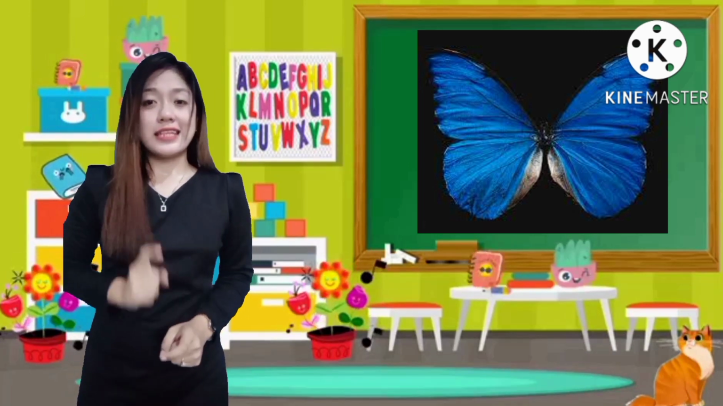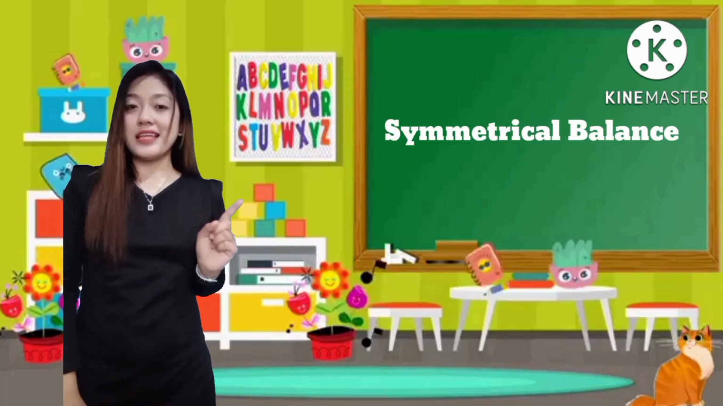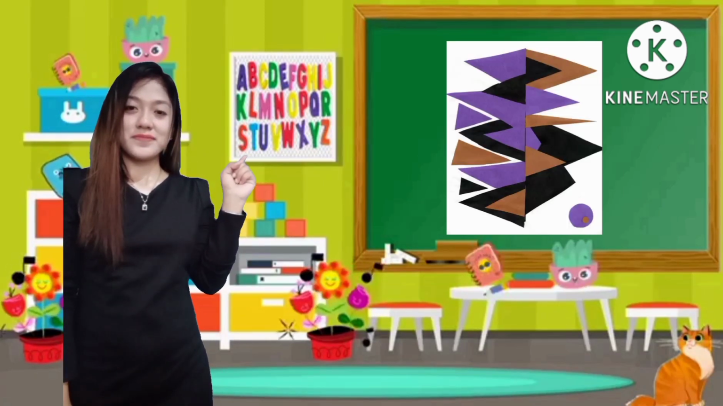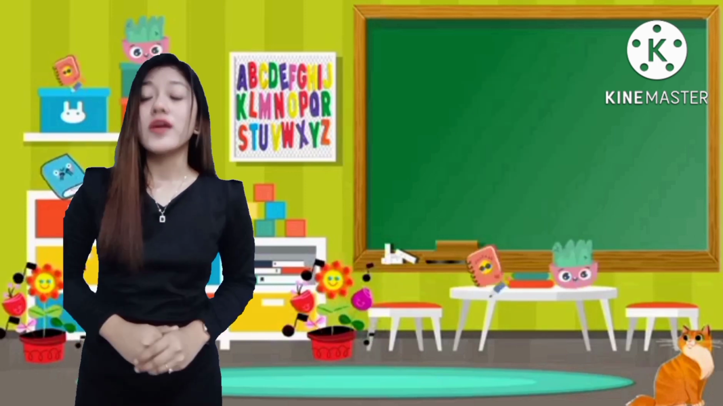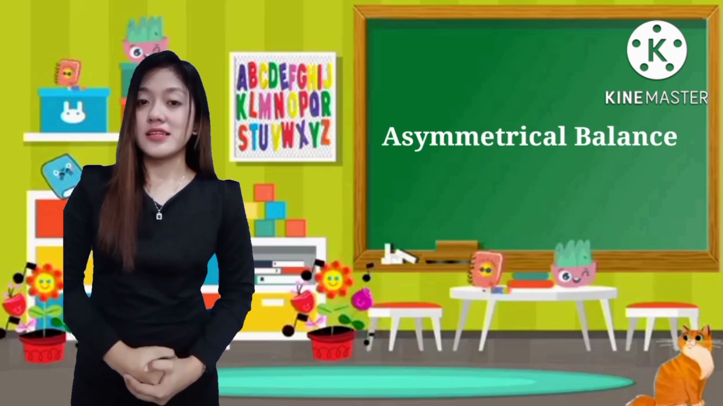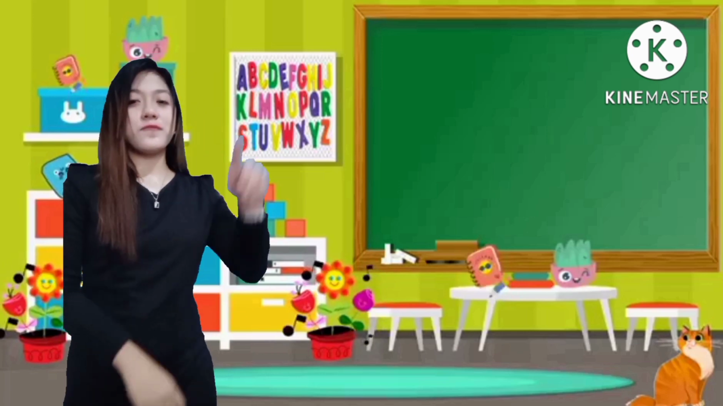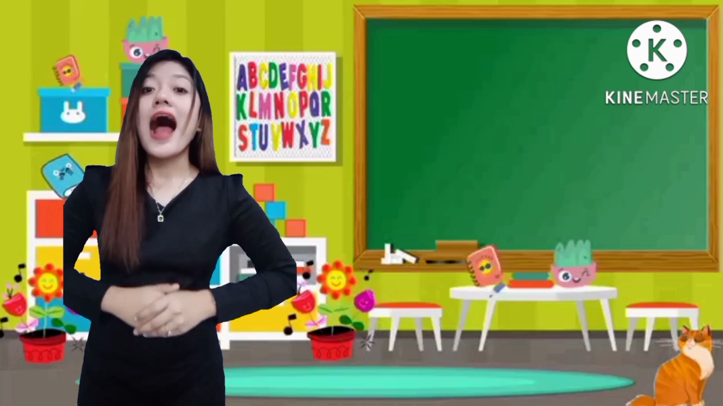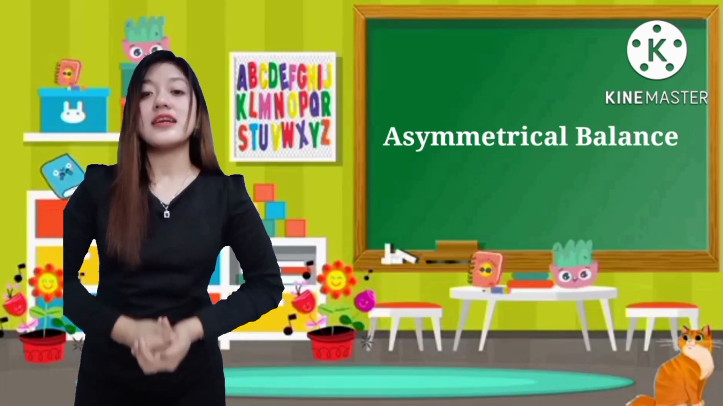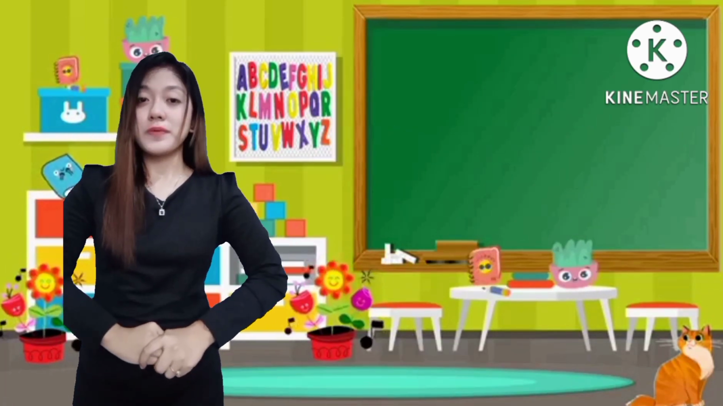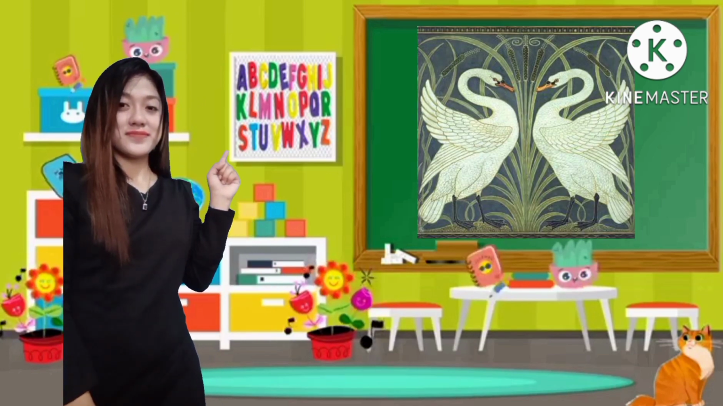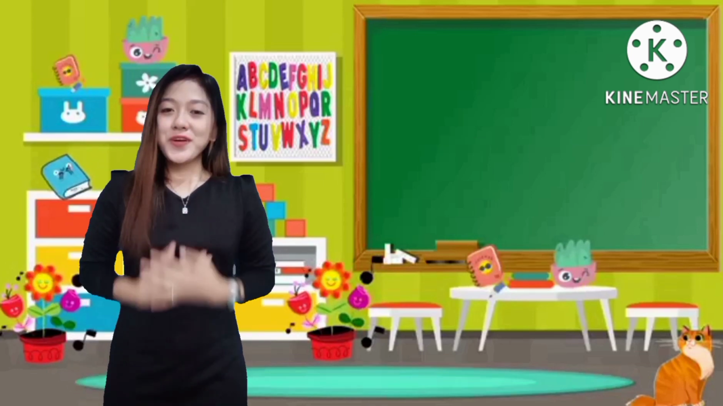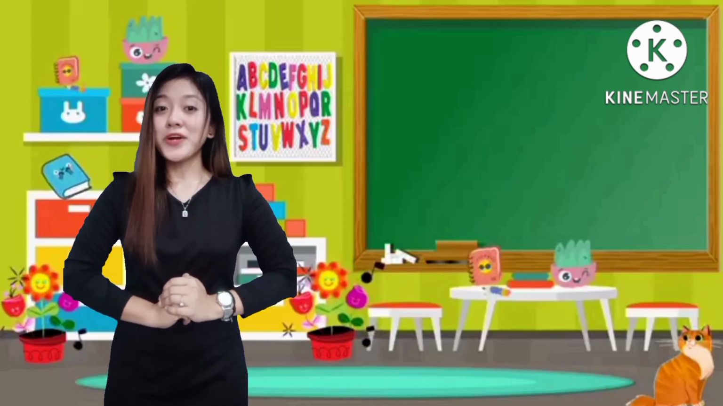Very good. That is symmetrical balance. Number 2, what is this kind of picture? Very good. Asymmetrical balance. And number 3, what kind of picture is this? Very good. Asymmetrical balance. Number 4, what kind of picture is this? Very good. Symmetrical balance. Okay, very good. So now let's clap our hands.